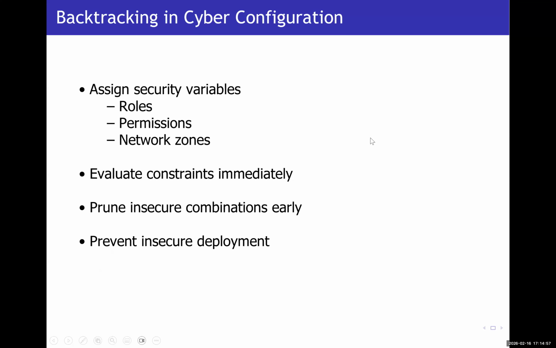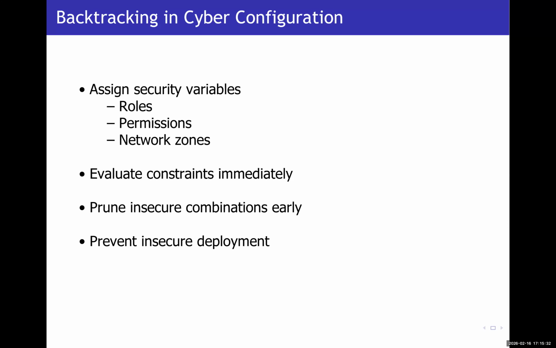And then I'm going to discuss backtracking specifically in cyber configuration. So backtracking shows up constantly in security configuration. When we assign roles, permissions, or network zones, we are assigning values to variables under constraints. Suppose we assign a role that violates separation of duty. That branch should be rejected immediately. Suppose we grant a permission that exceeds a user's clearance. That configuration should not proceed further.